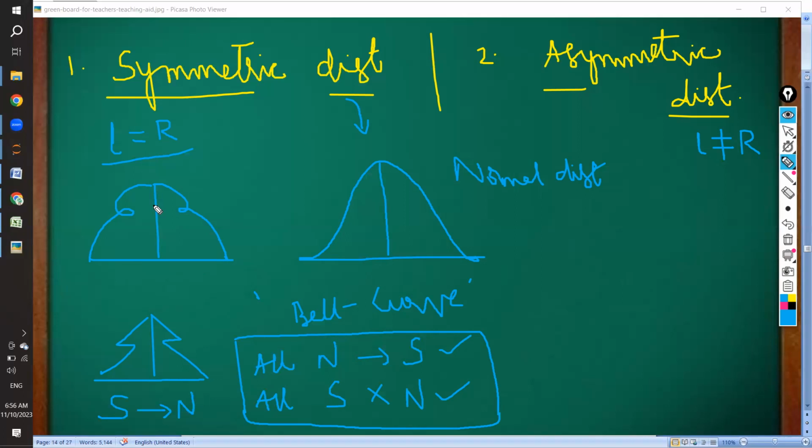So that is the difference you should be able to understand. But coming to asymmetric, the left side will not be equal to the right side. That means both of them will not be mirror images of each other. Remember these words, as you will be coming across different words. So symmetric distribution, asymmetric distribution, and inside symmetric you have something called normal distribution. Now coming to asymmetric distribution, what is happening here?